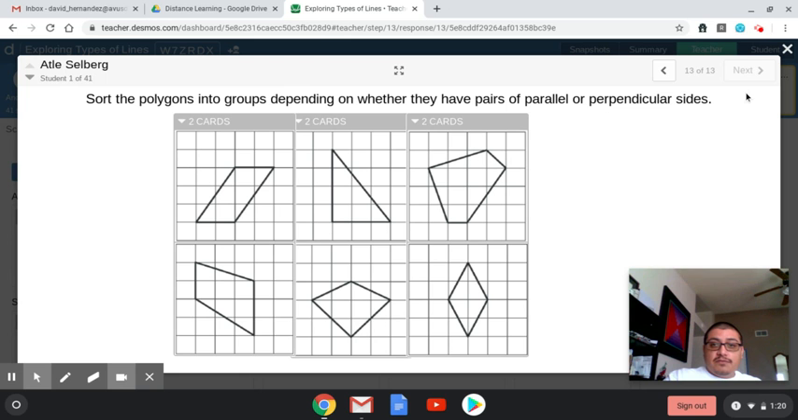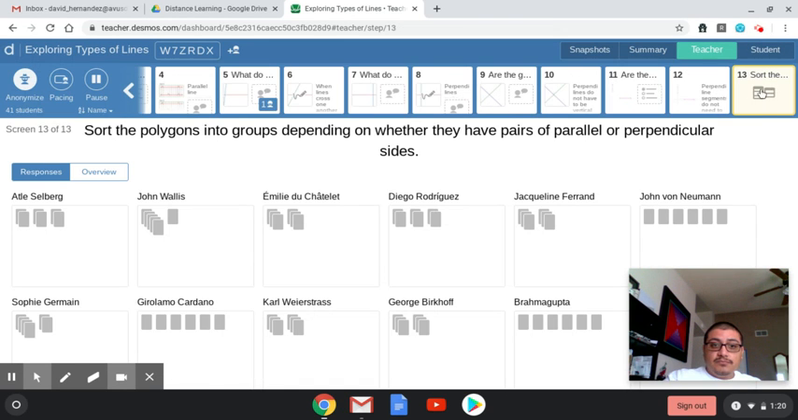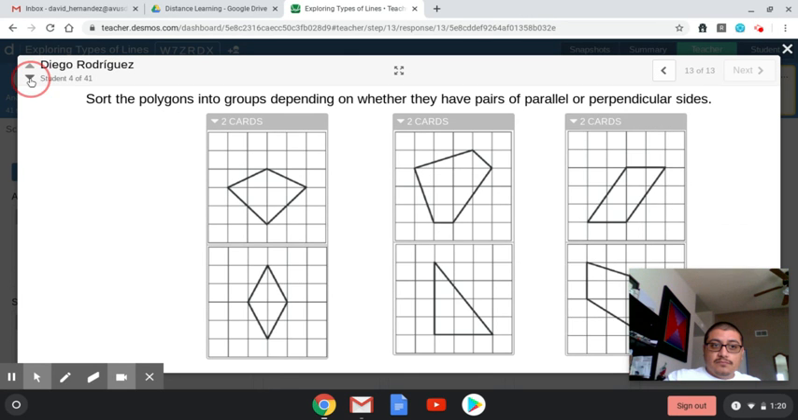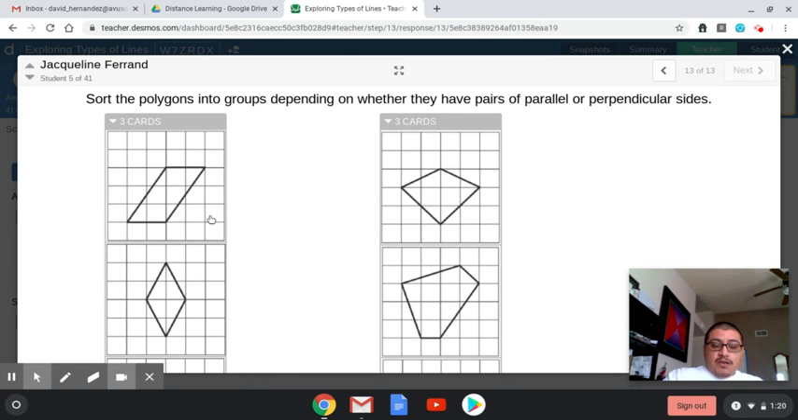So this one was tough. I looked at it myself, and it was difficult just by looking at it. Let me see. Okay, so this student did get the parallel, parallel, parallel, parallel. So when you have two sets of parallel sides, that's a parallelogram.